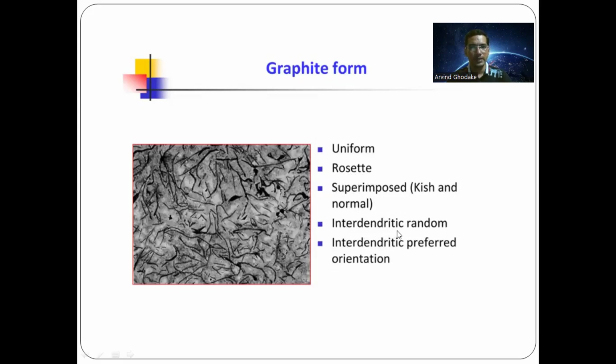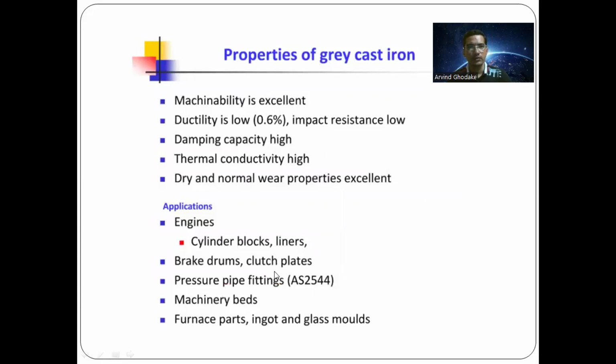Then there will be interdendritic, random availability of the graphite, and a preferred orientation is also there for the graphite. The general properties of gray cast iron are as follows. Machinability is excellent. It has low ductility, 0.6%. Impact resistance is also low, but it has high damping capacity. Then high thermal conductivity, and dry and normal wear properties are excellent.